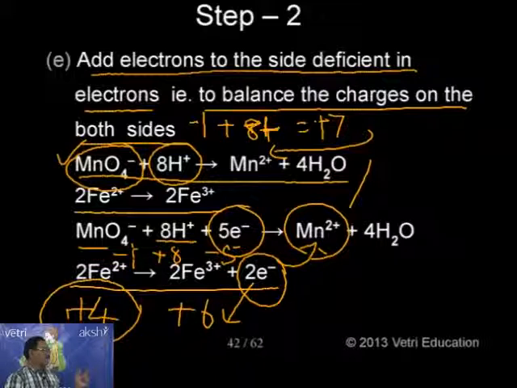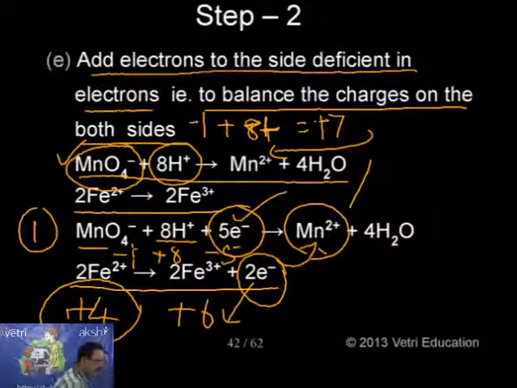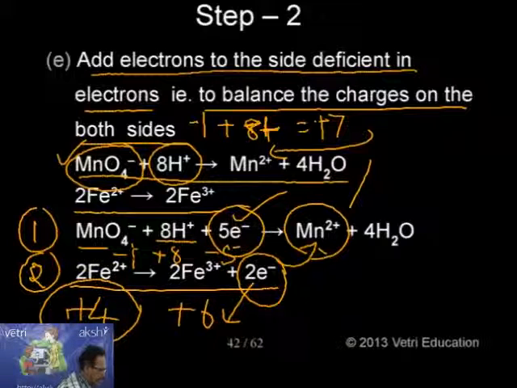So this is the step. This is the most important step. Let me repeat again. Add electrons to the side deficient in electrons, that is to balance the charges on both sides. So in the first case, I have added 5 electrons on the left hand side, that is for the oxidizing agent. In the second case, the reducing agent, I added 2 electrons on the right hand side. So on the left hand side I added 5 electrons, and on the right hand side, that is for the reducing agent, I added 2 electrons. What is the next step? Let me go for the next one.